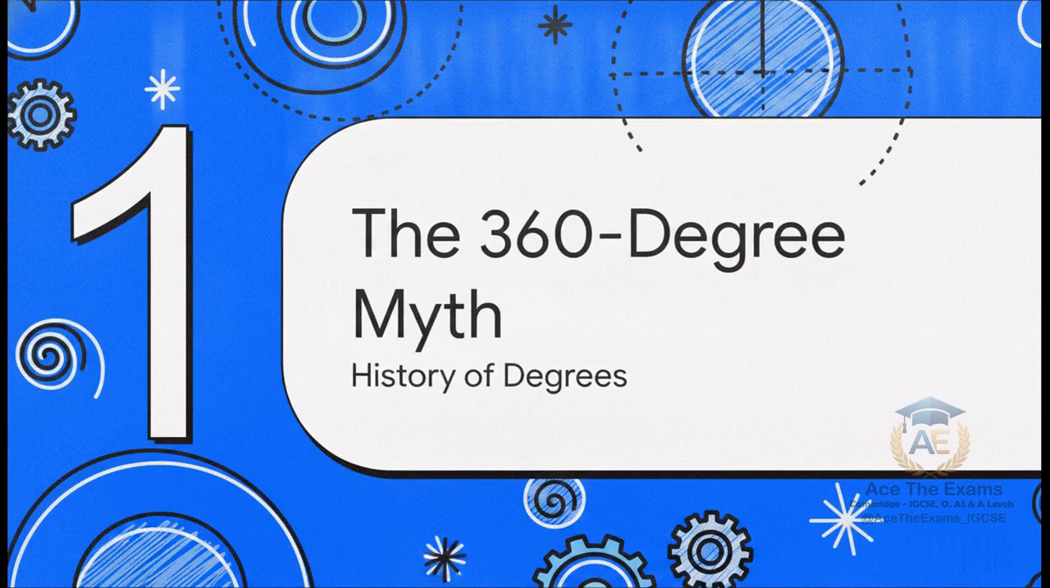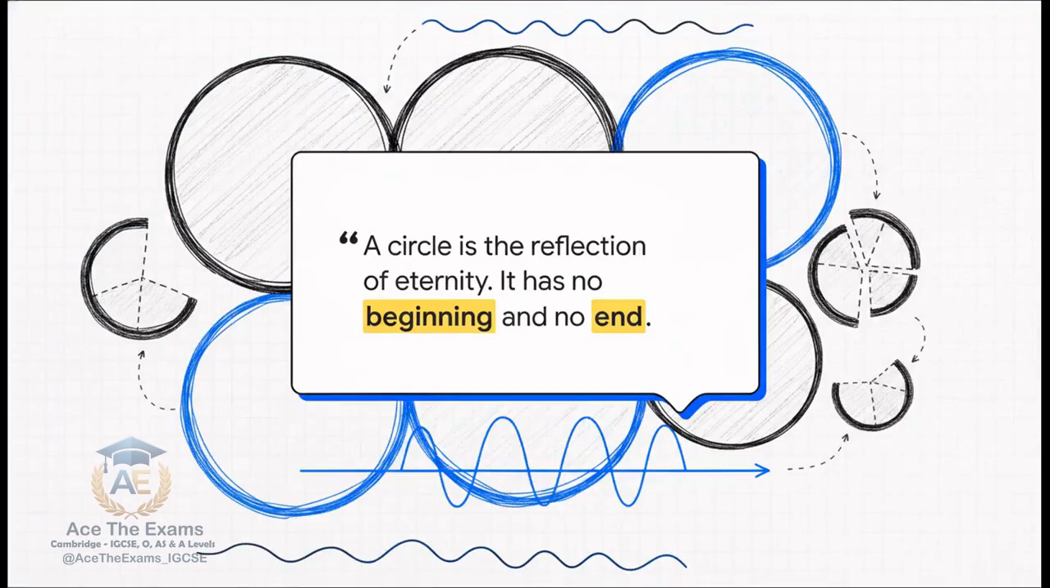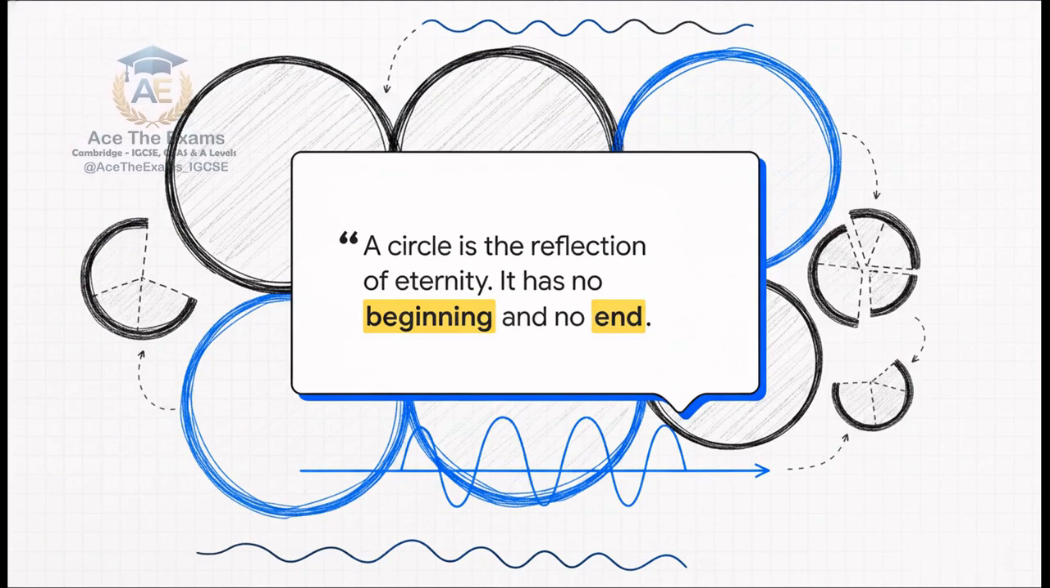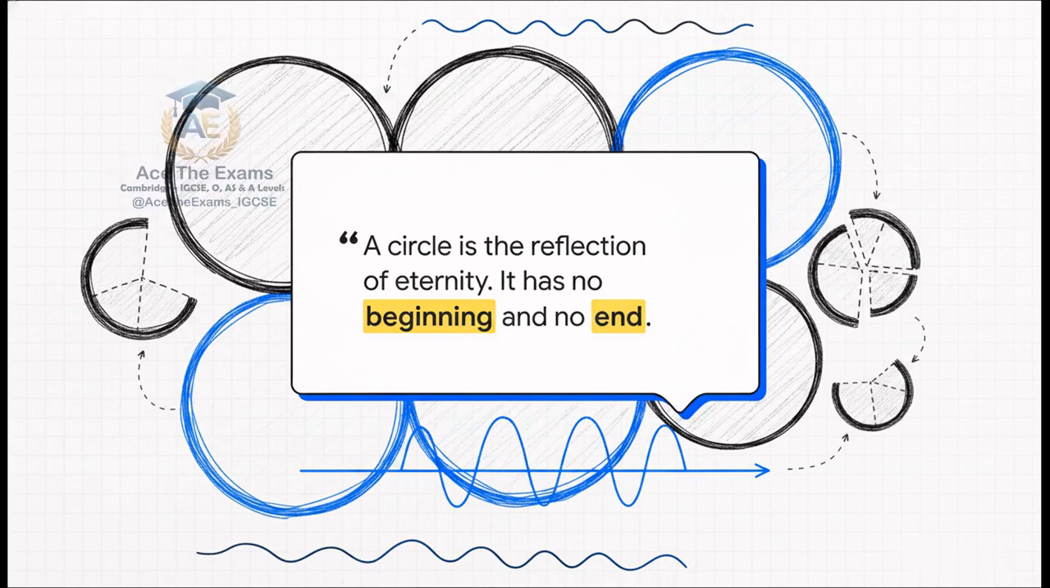Let's move straight into our first section. We need to uncover why we even use 360 degrees in the first place, because this is where so many students get completely tripped up. I absolutely love this quote from Maynard James Keenan. "A circle is the reflection of eternity. It has no beginning and no end." It brilliantly illustrates the conceptual beauty of a circle. It's smooth, it's continuous, it's perfect.